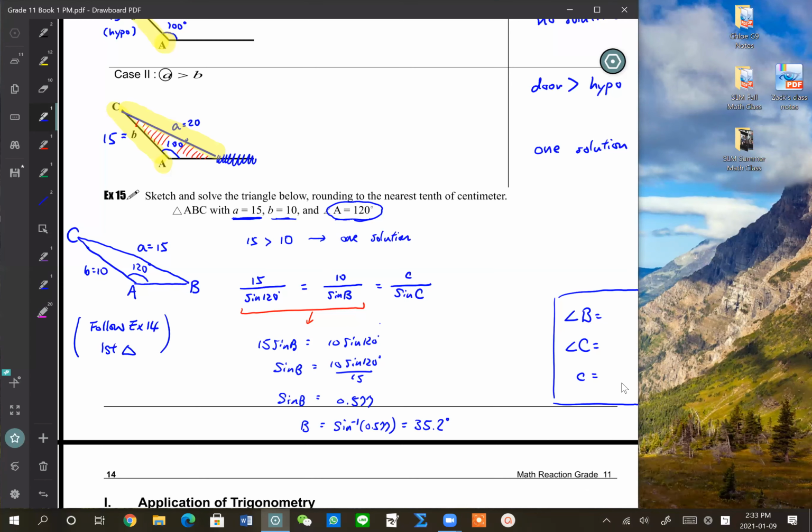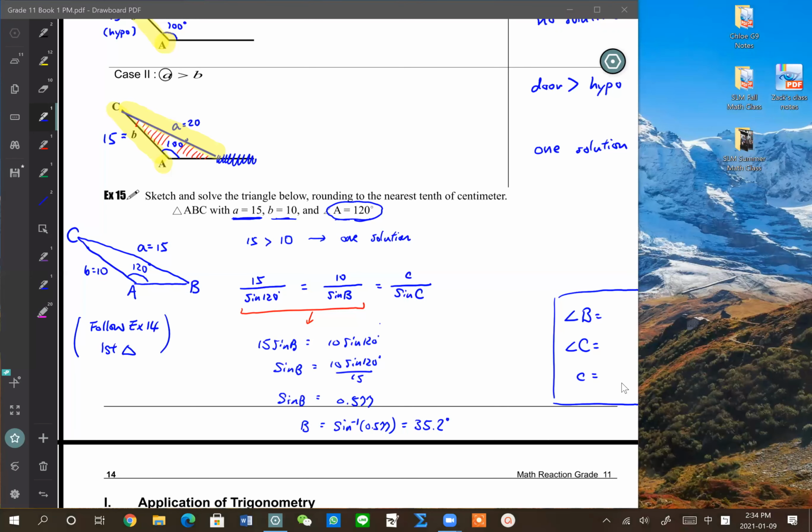How about Chris? Do you have the same angle B, 35.2? Yes. Colin, how about you? Yeah, the same. Okay, good, 35.2. So next thing we need to find is the angle C. First step, second step.